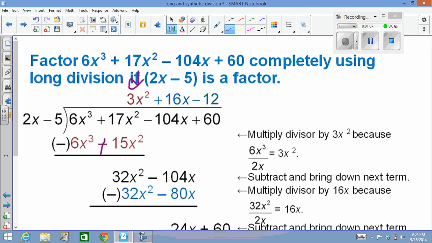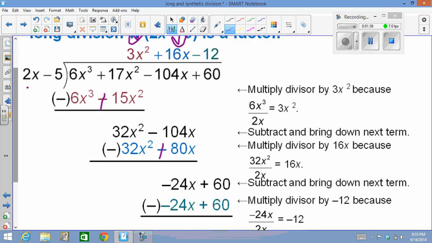And then I need to figure out what I need to multiply 2x by to get 32x squared. Well, 2x times 16x will give me 32x squared, so I'm going to put a positive 16x up there. Then I multiply both terms by 16x. So 2x times 16x is 32x squared, and negative 5 times 16 is negative 80x. I draw a line, change the sign, so that's going to give me a negative 32x squared and a positive 180x. Then I add down, which gives me negative 24x, and I bring down the 60.